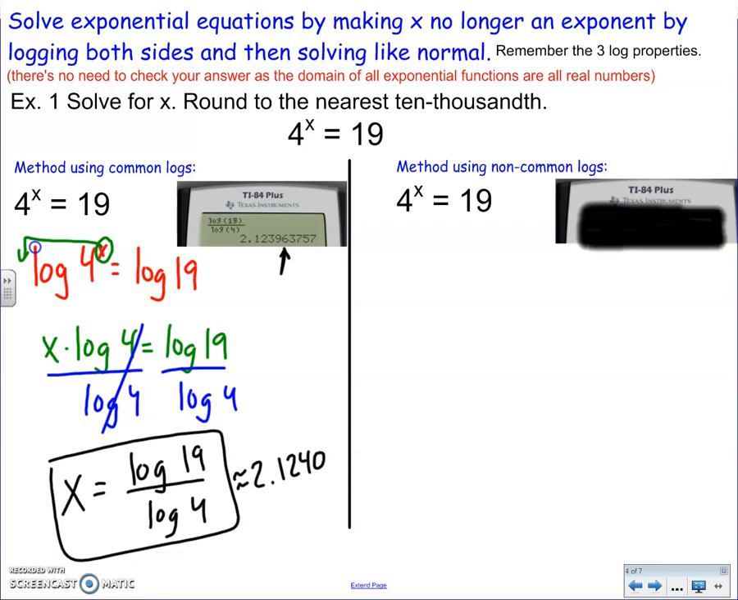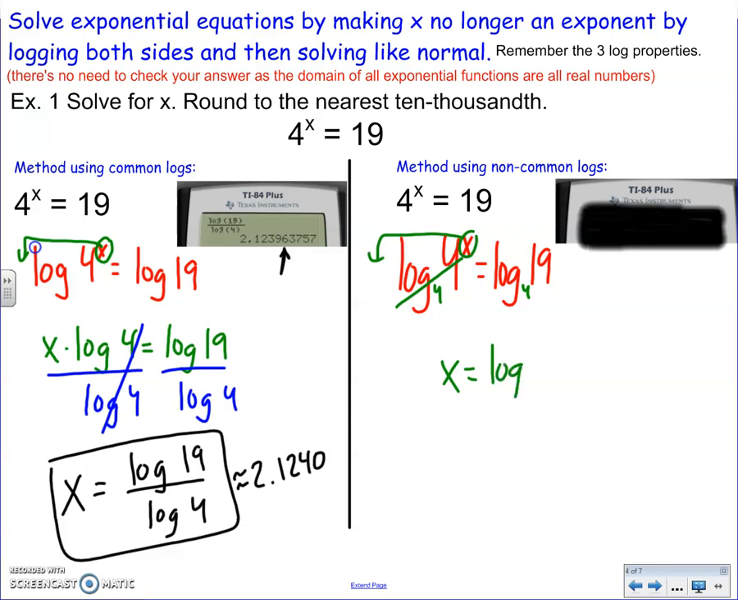Let's do non-common logs. So from before, I told y'all you're supposed to log both sides. But logs need a base. And unlike base 10, 10 doesn't really help us much. I can pick any base I want. The smart bases are 4 and 19, because that'll make one of those logs disappear. I'm going to pick 4 because that has the exponent x. When I do this, it cancels out. This is just x. Again, you can also just bring this to the front, your choice. Equals log base 4 of 19. I'm done. That's the exact answer.